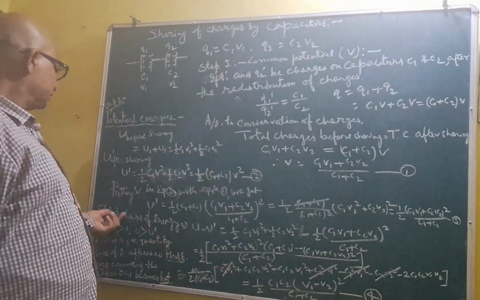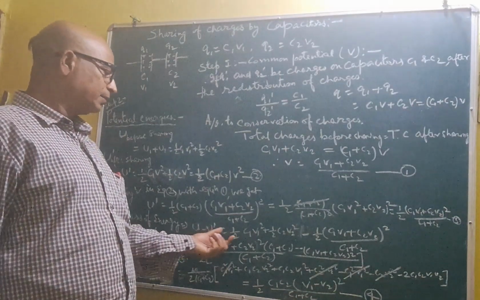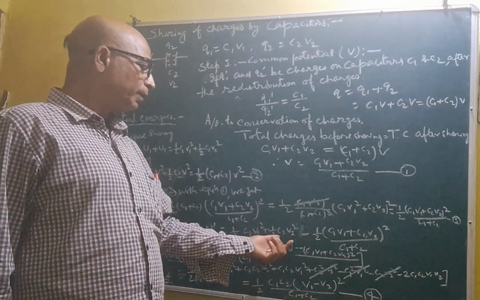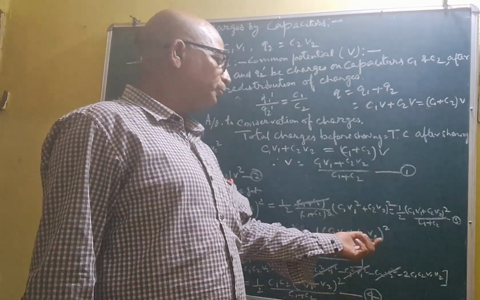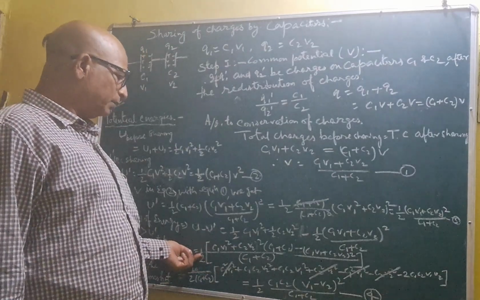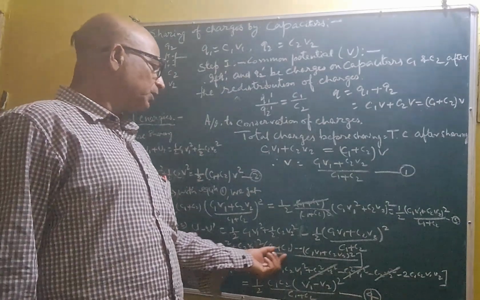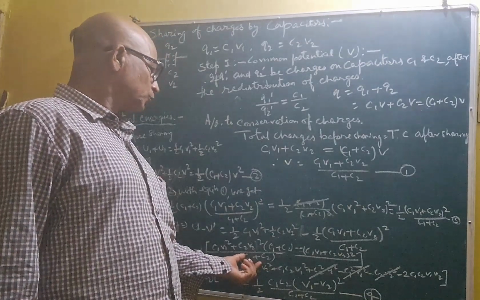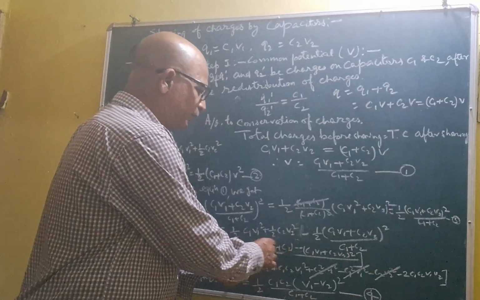Step 3: the loss of energy, which we want to calculate, is equal to U minus U dash. U is 1 by 2 C1 V1 square plus 1 by 2 C2 V2 square, minus U dash, which is 1 by 2 C1 V1 plus C2 V2 whole square divided by C1 plus C2. Taking 1 by 2 common, we have C1 V1 square plus C2 V2 square times C1 plus C2, minus C1 V1 plus C2 V2 whole square. So on taking the LCM, C1 plus C2 is the LCM, and we multiply accordingly.